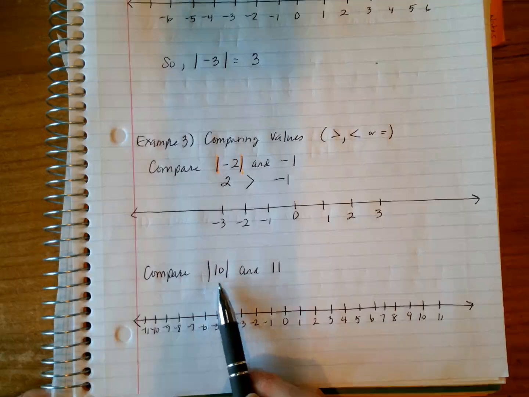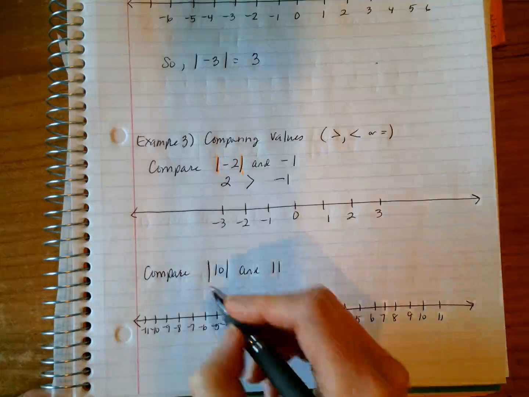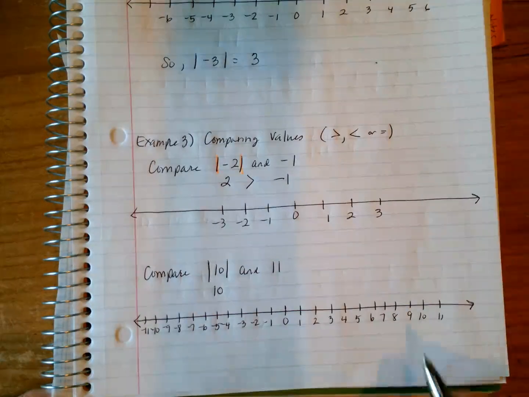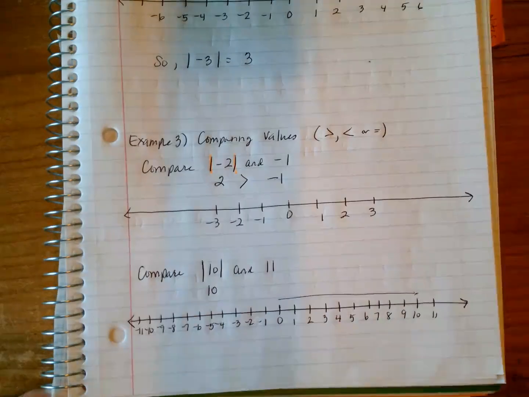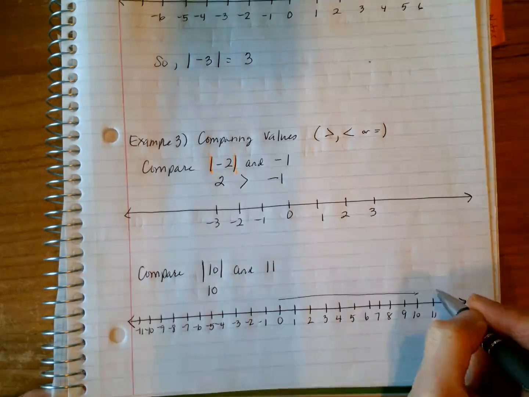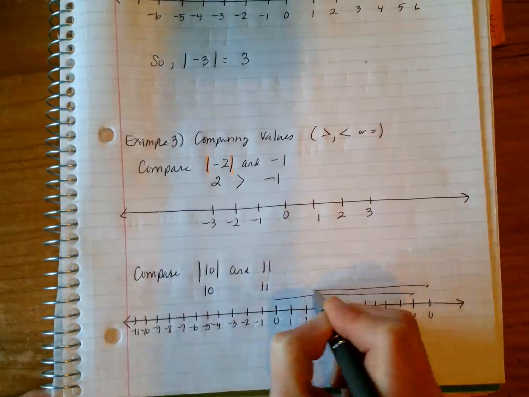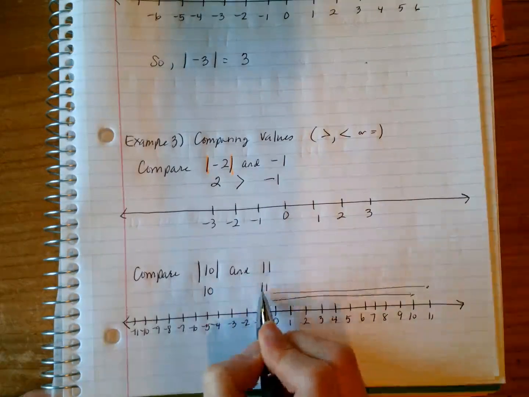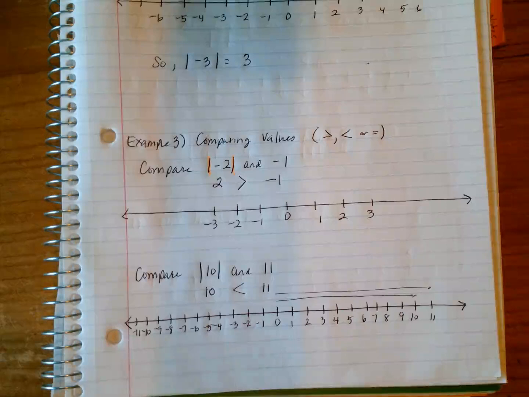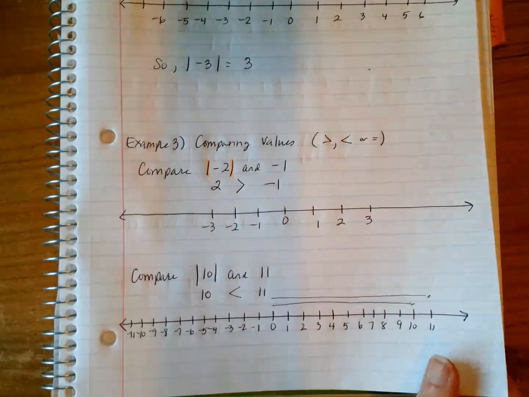Here we've got the absolute value of 10 being compared to 11. Well, the absolute value of 10 is 10 because it is, as you can see, 1, 2, 3, 4, 5, 6, 7, 8, 9, 10 away from 0, and 11 is 11 away from 0. So when we compare the absolute value of 10, which is 10, to 11, 11 is going to be farther away from 0 than 10, and so therefore it has a greater value than 10.